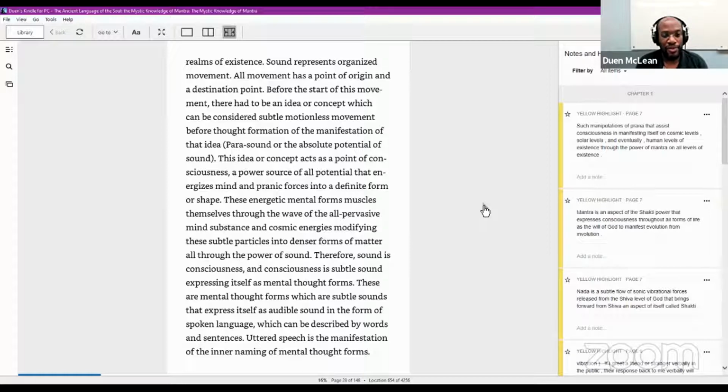These energetic mental forms move themselves through the wave of the all-pervasive mind substance and cosmic energies, modifying these subtle particles into denser forms of matter, all through the power of sound. Therefore, sound is consciousness, and consciousness is subtle sound expressing itself as mental thought forms. These mental thought forms, which are subtle sounds, express themselves as audible sound in the form of spoken language, which can be described by words and sentences. Uttered speech is the manifestation of the inner naming of mental thought forms.